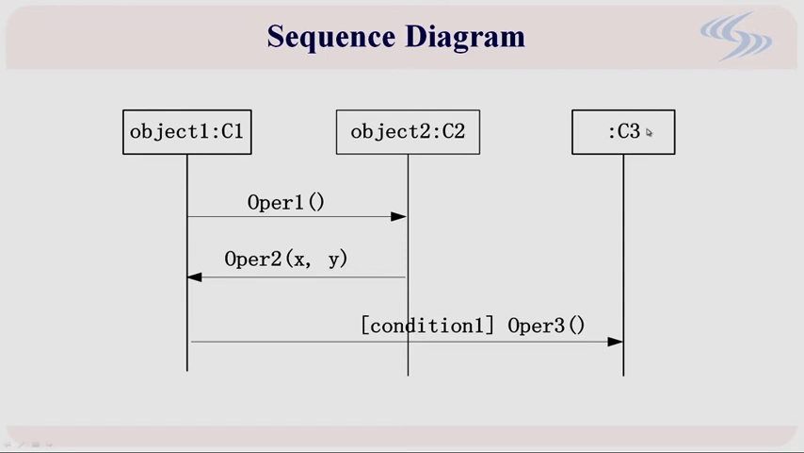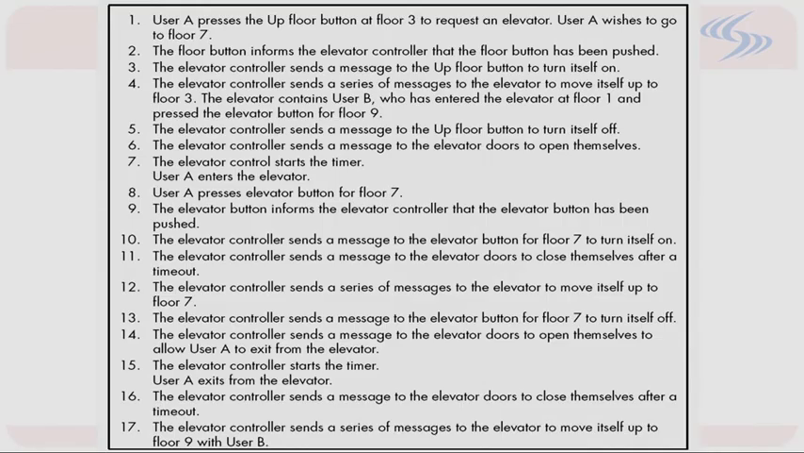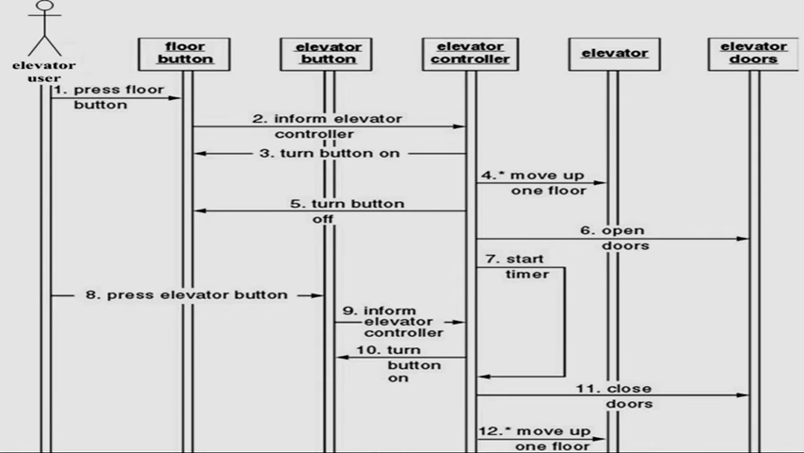of class C3. Let's take the example of the elevator problem. So this is just a scenario of the elevator problem. We can get the sequence diagram for the scenario. Let's say an elevator user presses the floor button. So that means this message is sent to the object floor button. And second, the floor button will inform the elevator controller of this requirement. So you can see that this message is to the elevator controller.